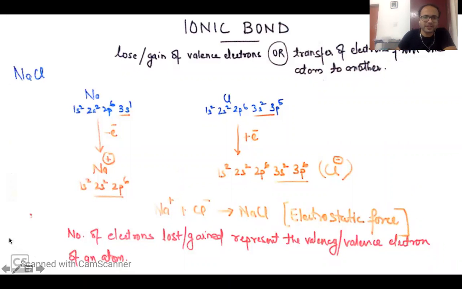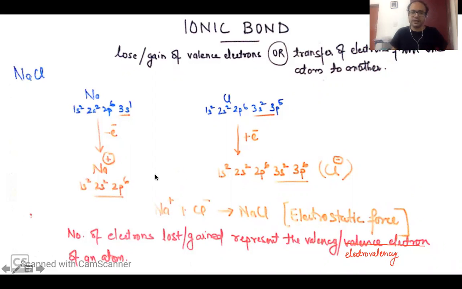Now here, if you look, let me go back. I have written down a definition. It is written: number of electrons lost or gained represent the valency or electrovalency. Please correct this. It is not valence electron, but rather it is the electrovalency. Electrovalency. So please correct this particular thing here.